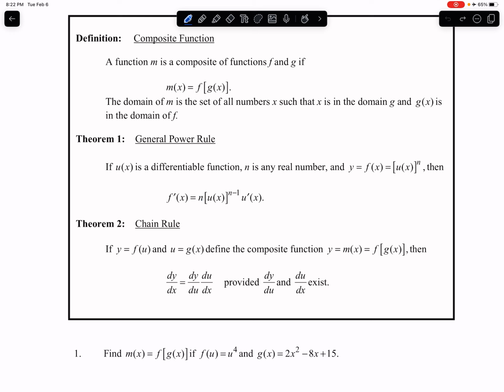Here we have the definition of our chain rule. If y is f of u and u is g of x, then our composite function would be f of g of x. So, in order to take the derivative of y, dy/dx, we would take the derivative of y with respect to u, and then take the derivative of u with respect to x. So again, we're taking the derivative of the outside and then taking the derivative of the inside.